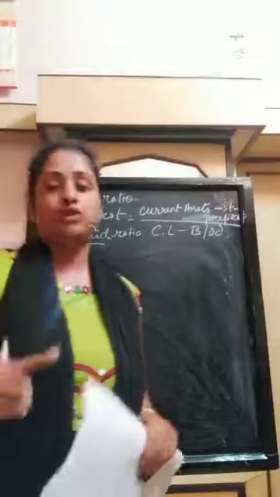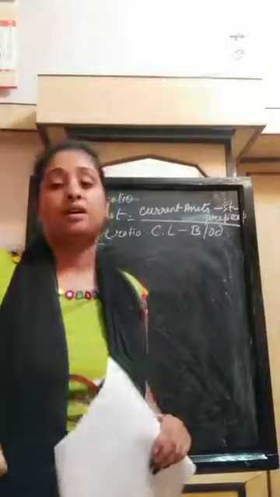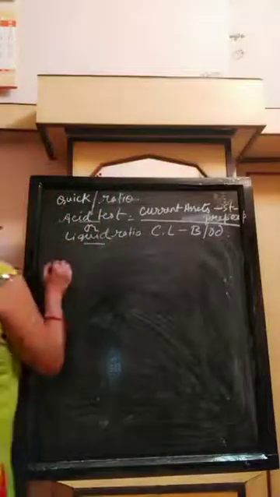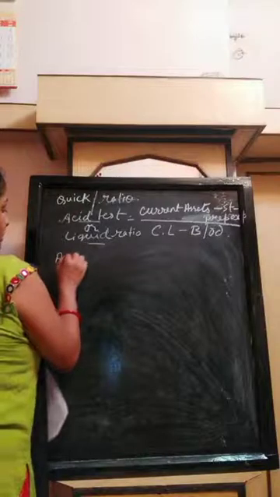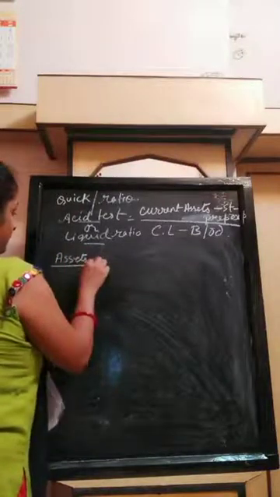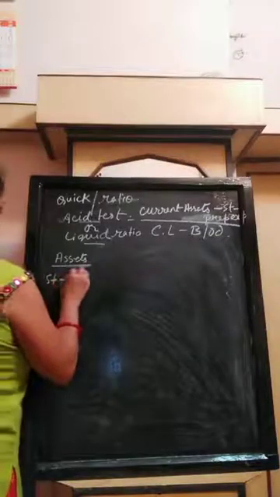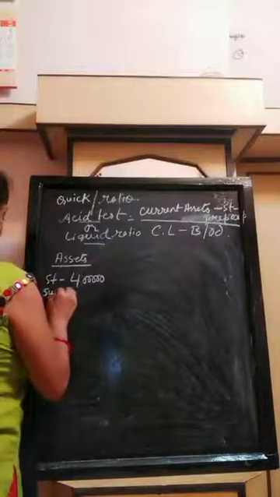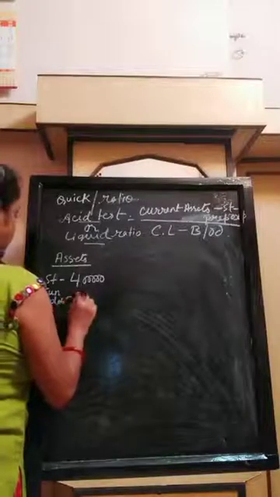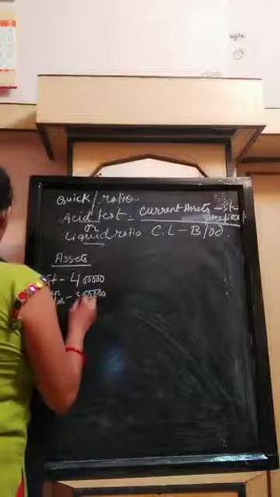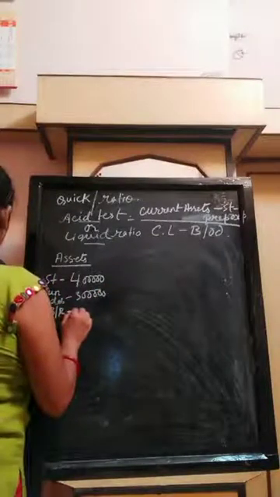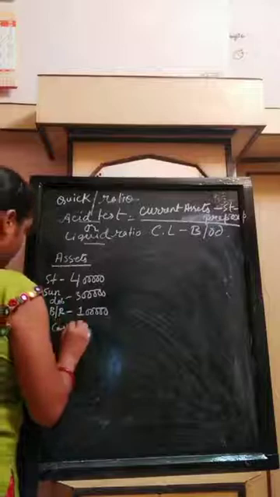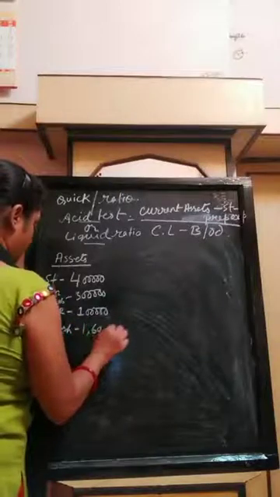Applying this formula, we will solve the sums where they will ask you to find out the quick ratio. So, suppose a sum is given to you where different assets and liabilities are given. Suppose the assets given are: stock 4 lakh, sundry debtors 3 lakh, bills receivable 1 lakh, cash 1,60,000 and prepaid expense 40,000.